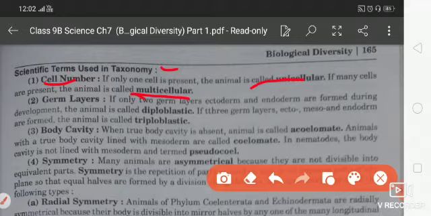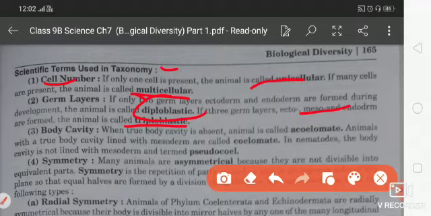Germ layers: if there are only two germ layers, ectoderm and endoderm, formed during development, the animals are called diploblastic. But if three germ layers, ectoderm, mesoderm and endoderm, are there, then that is triploblastic.